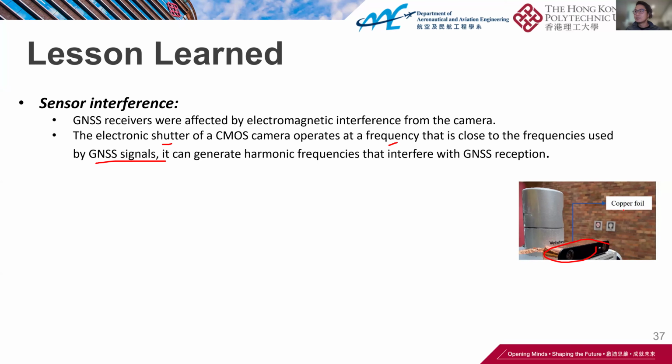So in the end, we put up a copper foil here to try to stop the electrical interference. Sometimes it's good, sometimes it's not good. So if you buy a stereo camera that has a CMOS frequency very similar to the GNSS signal, you're going to have problems.